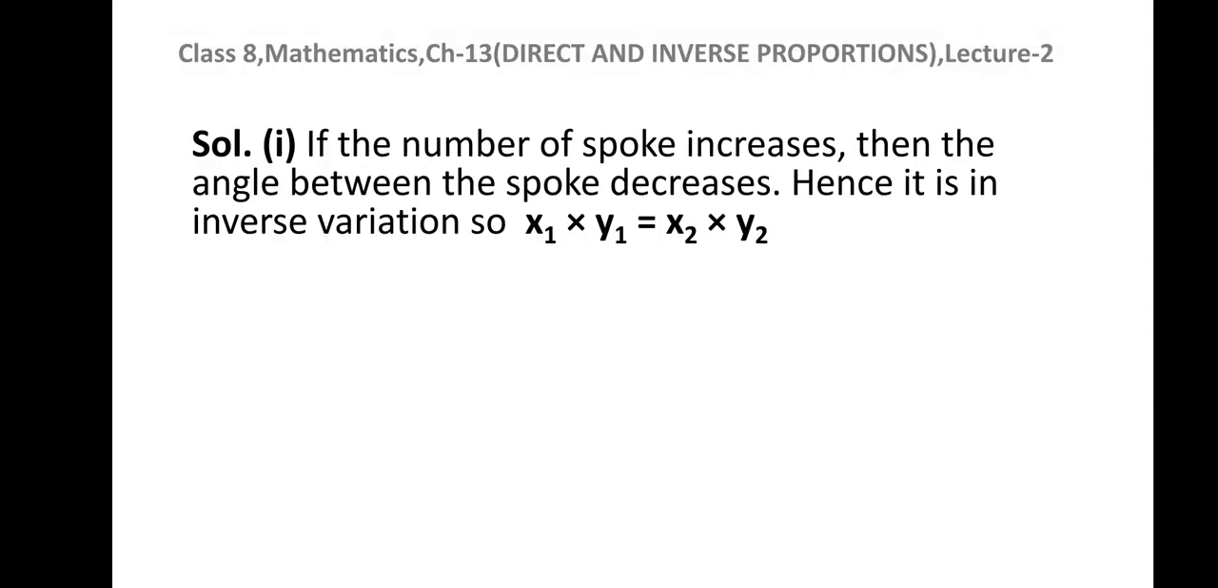So let us talk about question number 3, first part. If the number of spokes increases, then the angle between the spokes decreases. As we have been given two values, when the number of spokes was 4, the angle was 90 degrees. But when the number of spokes increased to 6, the angle between a pair of consecutive spokes decreases. That is, it is given to us in the equation, 60 degrees. So basically, it is a case of inverse proportion because the number of spokes is increasing, but the angle between a pair of consecutive spokes decreases.